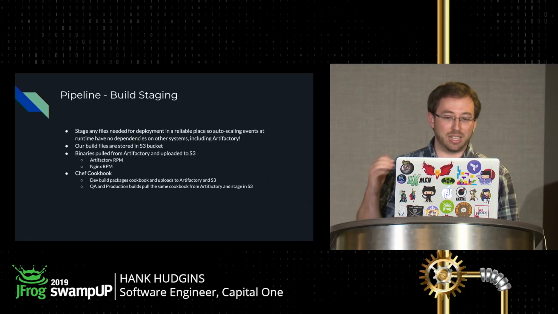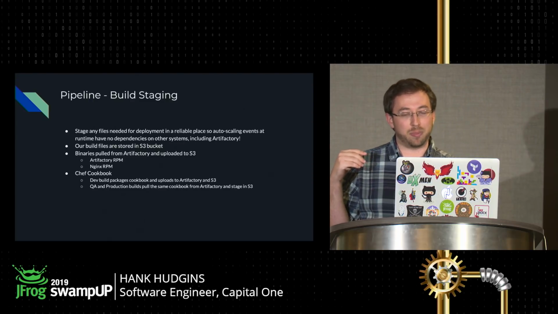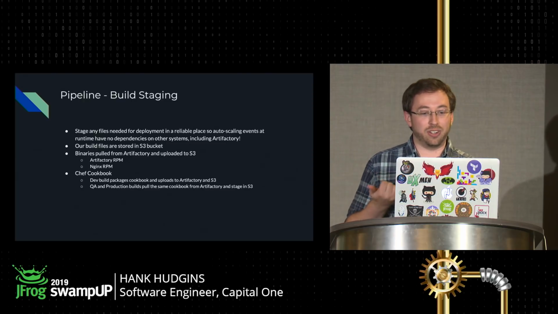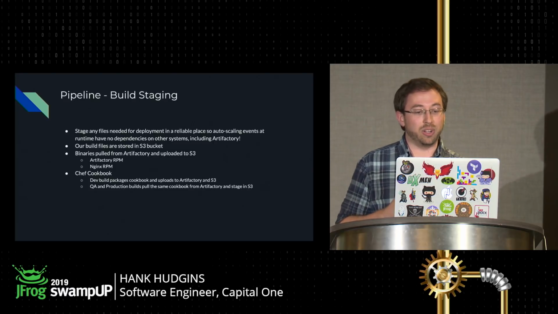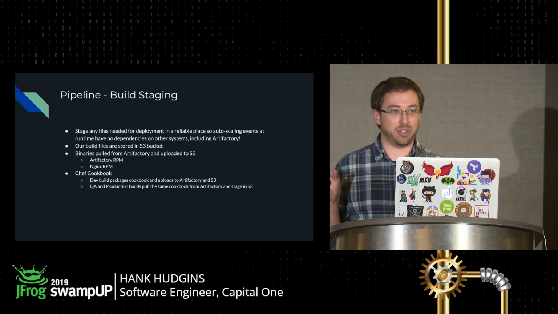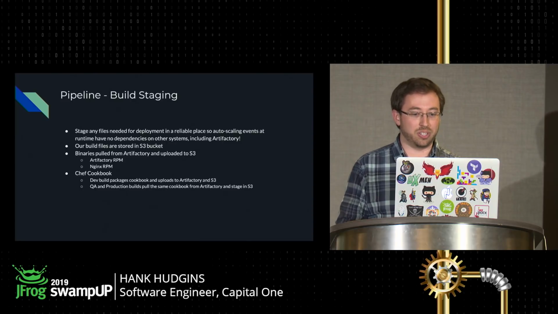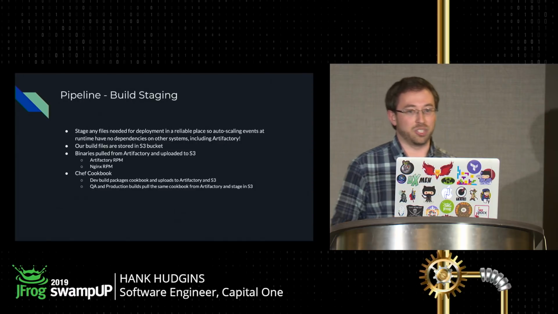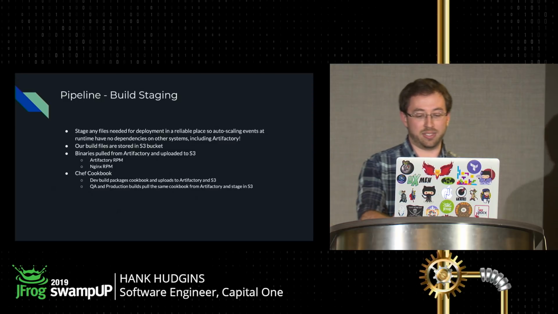So as a part of our build stage in our pipeline, we do pull our RPMs from Artifactory, but then we upload them to S3. The RPMs that we're using are the Artifactory RPM and the Nginx RPM. And then our Chef cookbook, we also push up to Artifactory. We build and push it up to Artifactory and S3 as a part of our dev build. And then our QA and production builds, we'll pull that same cookbook from Artifactory and put that in S3, just to ensure we're using the same one, and we're not having to rebuild it throughout our environments.